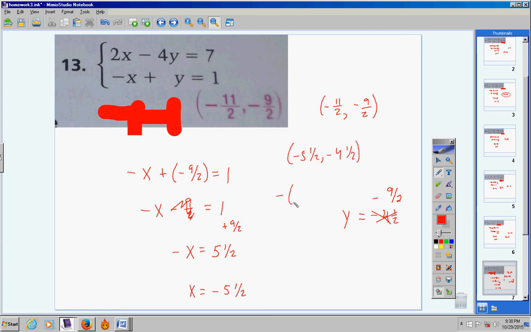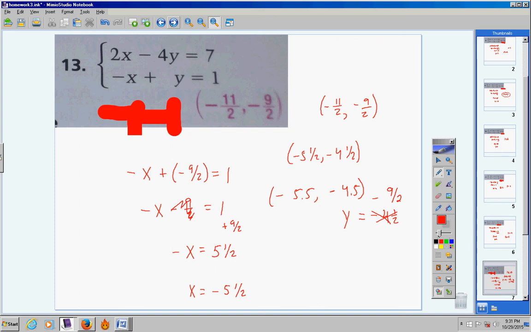Or you could put negative 5.5 comma negative 4.5. That would be fine also. Okay, so either way, students, all of those answers are the same. But the main thing is to understand how to use Cramer's rule to solve these systems. Okay, all right, moving on.